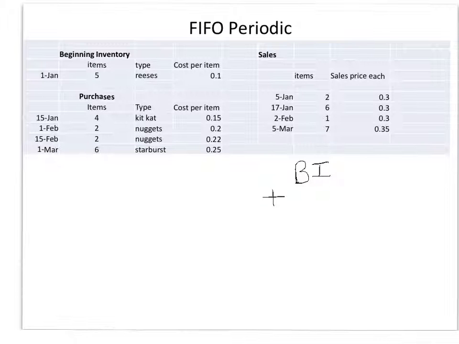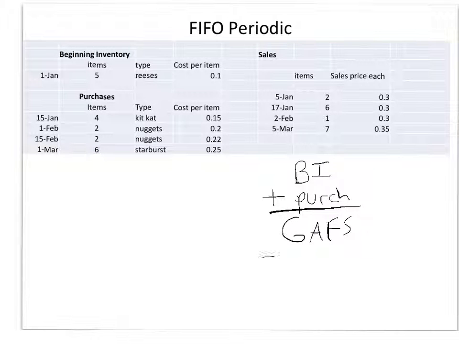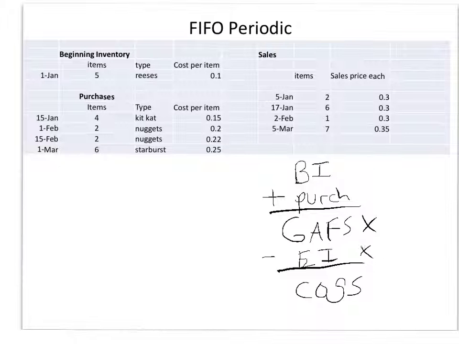beginning inventory plus your purchases gives you goods available for sale. Then you know your ending inventory by account, and then you can find your cost of goods sold. And so in order to find cost of goods sold, basically what we need to do is find our goods available for sale and our ending inventory, okay? And we can do that fairly easily based on what we've been given.